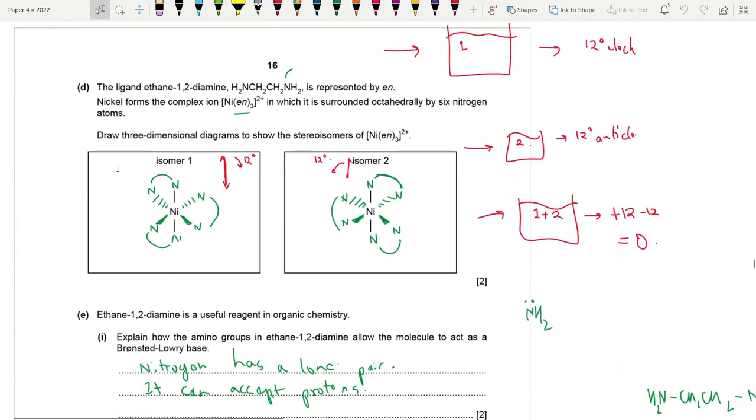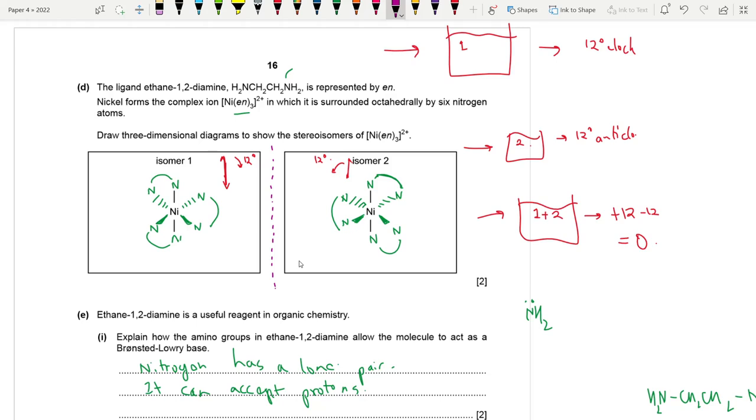Okay, so I was talking about this. Ethane-1,2-diamine. This is a bidentate ligand. Nickel forms a complex with three of these, right? Now, here's the thing. If you draw the mirror image, you can see that these images are non-superimposable. What does that mean? That these complexes are actually optical isomers of each other.